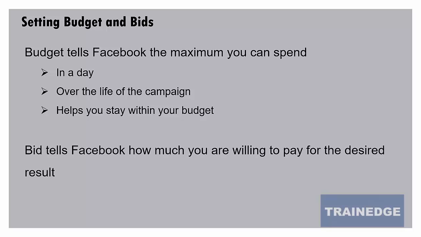Your bid tells Facebook how much you're willing to pay for the desired result. For example, if you are trying to acquire followers, you can set a bid about how much you are willing to pay per follower acquired. You can pay either by click or result delivered, or you can pay for impressions. So for pay for impressions, what happens is Facebook will charge you for the number of times the ad is shown, irrespective of whether somebody takes an action or not. Pay per click is more desirable because there you pay Facebook only after somebody has taken the action you want them to take on the ad.